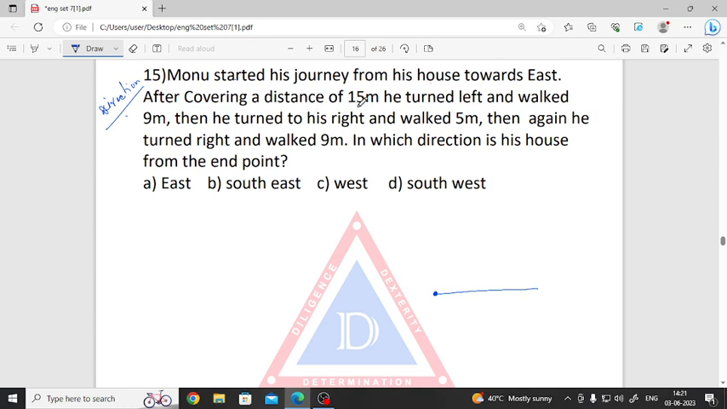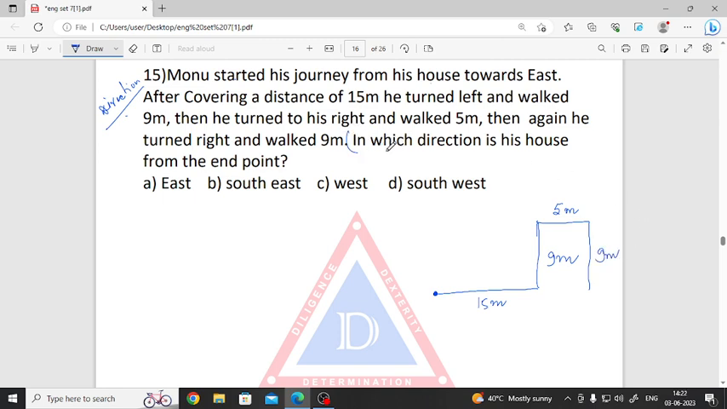After covering 15 meters, he turned left. That means his left should be here. He turned left and walked 9 meters. Then he turned to his right and walked 5 meters. Then he turned right again and walked 9. That means this side, towards the south, he walked 9 meters.